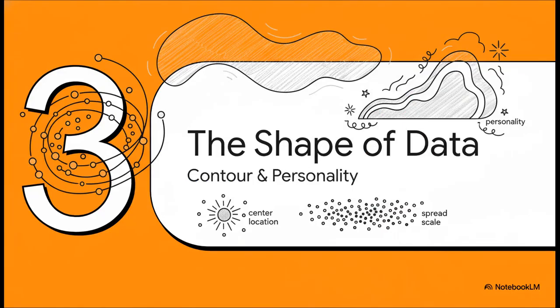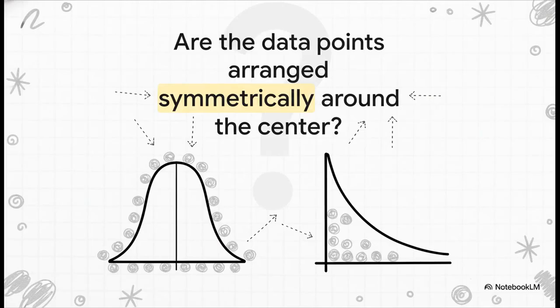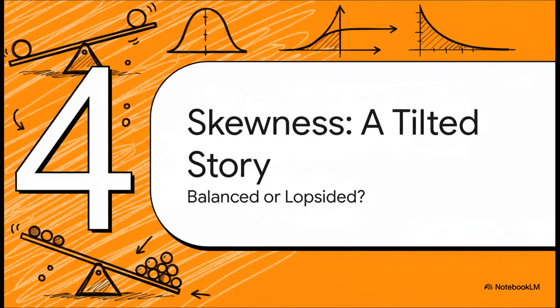Okay, let's add our next layer. So far, we've got the center and we've got the spread. We know the location and the scale. But what are we missing? Well, we're missing the contour, the actual personality of the data. And this is the next critical question we have to ask. Is the data balanced? Is it distributed evenly on both sides of that average? Or is it kind of lopsided? This question takes us beyond just numbers and into the visual shape of it all. And this is where our data really starts to show its true colors. Is it nice and balanced, or is it telling a bit of a tilted, one-sided story?